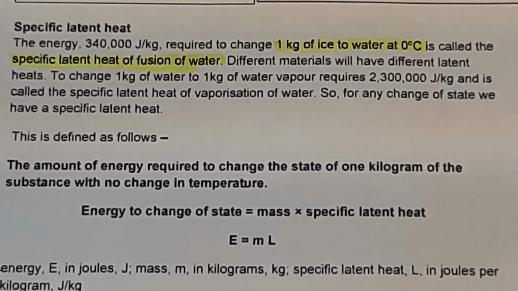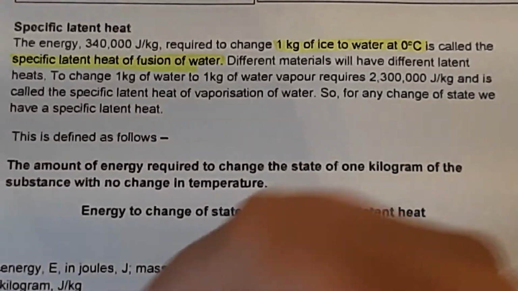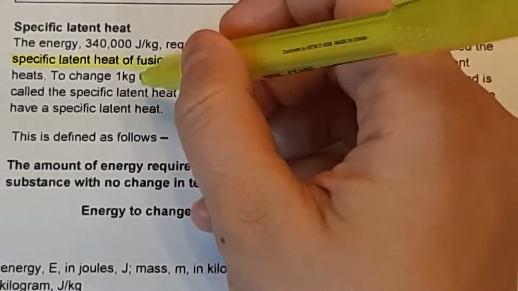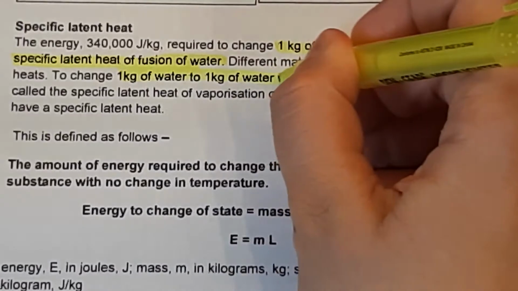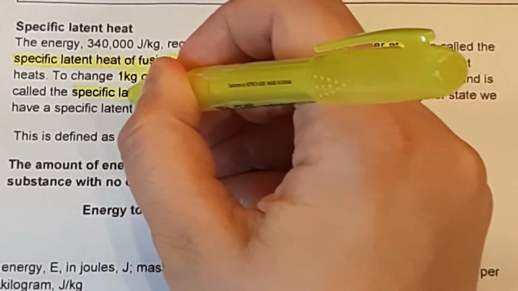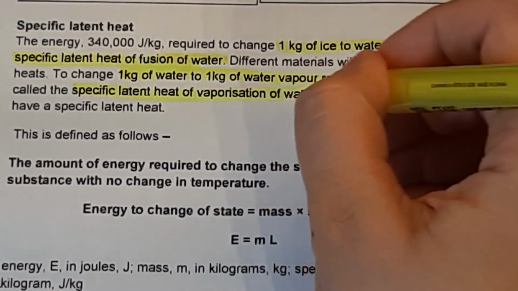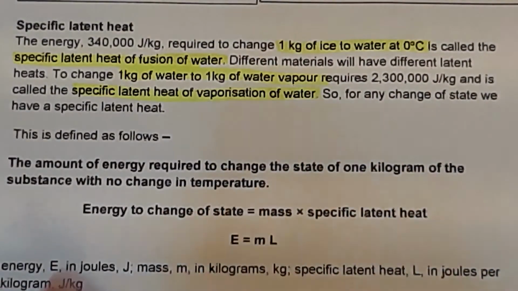To change a kilogram of water to a kilogram of water vapour requires 2.3 million joules per kilogram, and it's called the specific latent heat of vaporization of water. So, to go from water to water vapour, that is the specific latent heat of vaporization of water. So, vaporization is clearly about changing from liquid to vapour or gas, and fusion is about changing from a solid to a liquid.